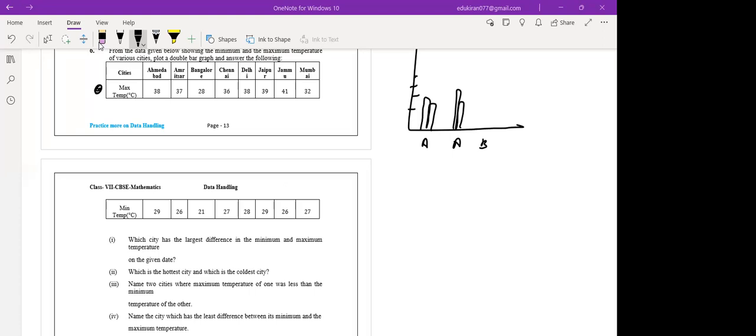Ma'am, I have a doubt in the third question. Okay. Name two cities where maximum temperature of one was less than the minimum temperature. So you have to mention two cities where maximum temperature of one was less than the minimum. Clear? So comparing the numbers, maximum temperature is less as compared to the minimum. Okay, ma'am.